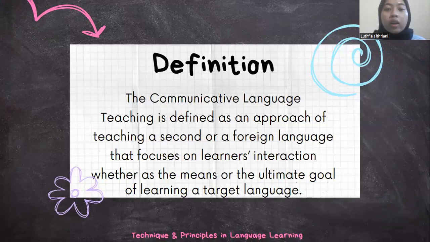So it is defined as an approach of teaching a second or a foreign language that focuses on the student's or the learner's interaction, whether as the means or the ultimate goal of learning a target language. So the focus of communicative language learning is on how the student uses the target language actively in order to increase their fluency and accuracy so that the student can use the target language to communicate with other people in real life.